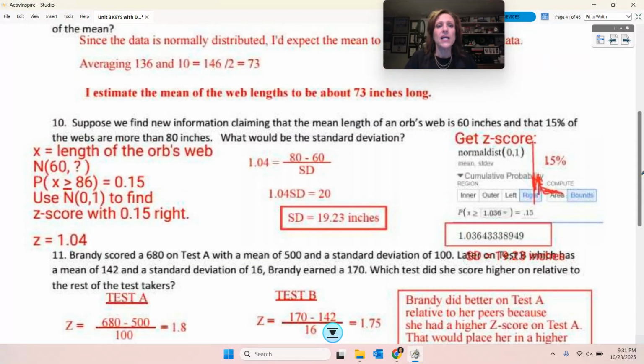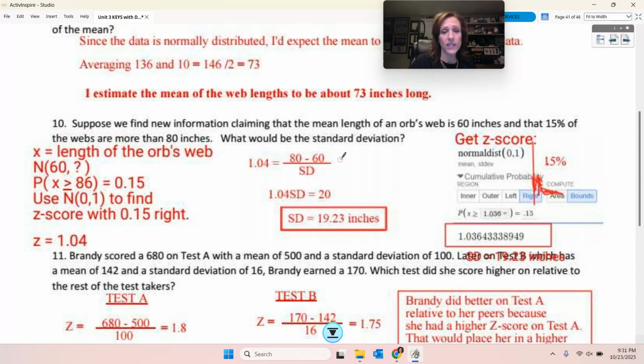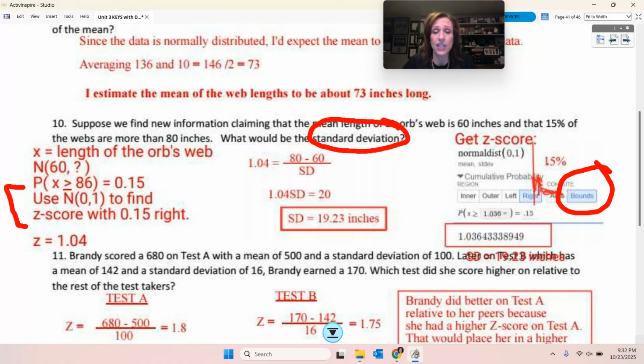Okay. So then here we have this where, once again, do you remember that if you are finding a standard deviation or a mean, you have to go through the z-score formula. You have to get a standardized z-score by using the normal standardized curve, so that's the first step. And then in this case, we did a bound. We did this with 15% to the right. And so then we had that z-score of 1.04.